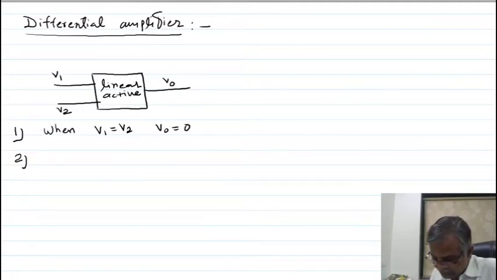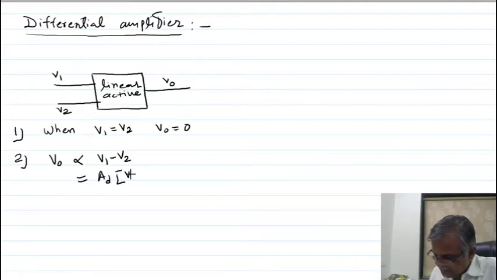Second, the output is always proportional to the difference of the two input signals, or I can write it as the differential gain into V1 minus V2. This equation also shows that when V1 is equal to V2, the output is 0.